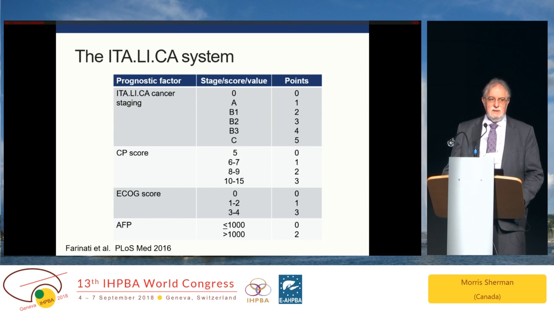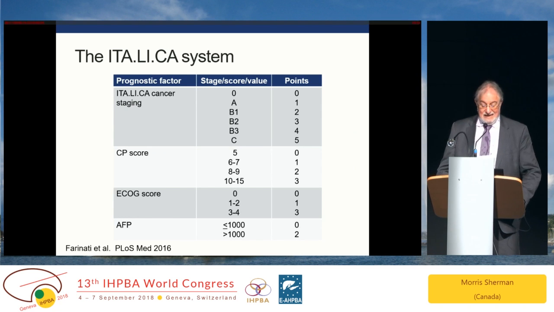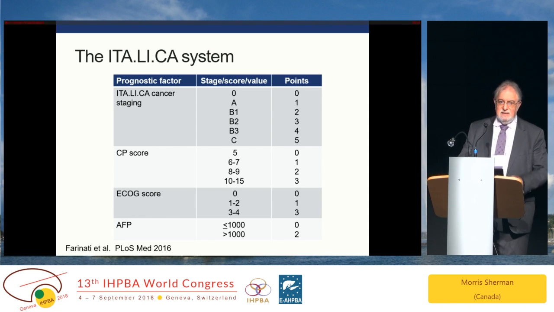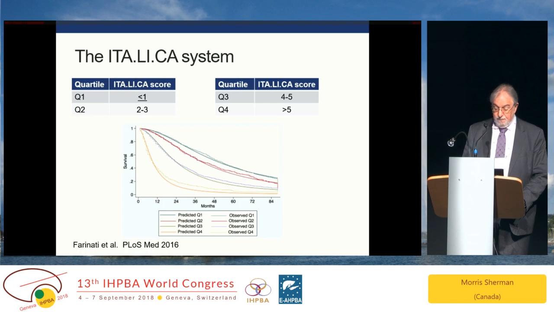Then the most recent kid, the newest kid on the block, is the ILCA system. This was developed by the Italian liver cancer group. It looks fairly complex. There's a number of subcategories: the cancer staging, the Child-Pugh score, the ECOG score, and the AFP. And the number of points allocated to each stage are shown there.